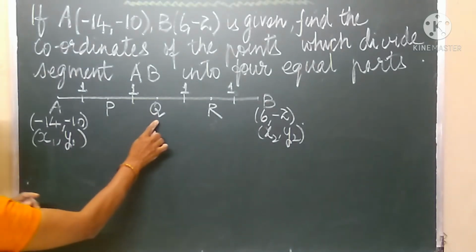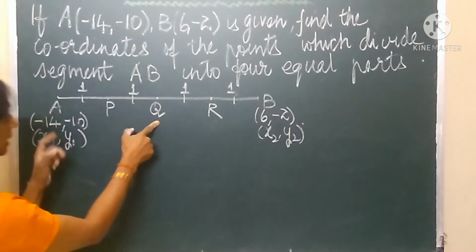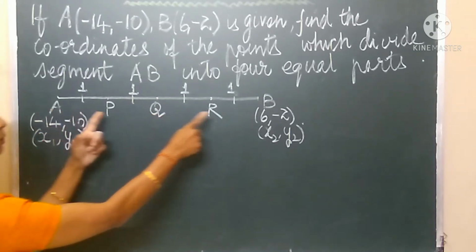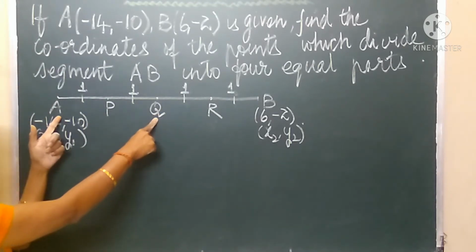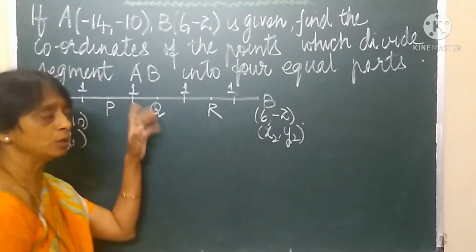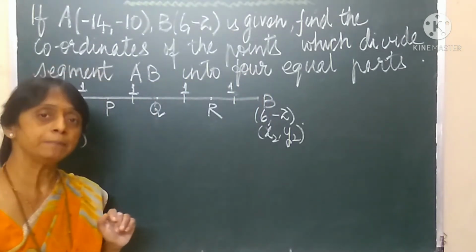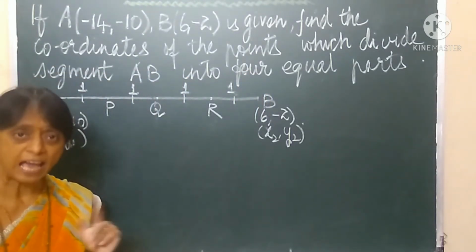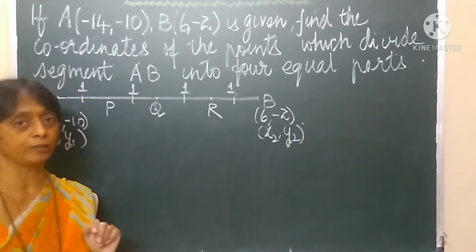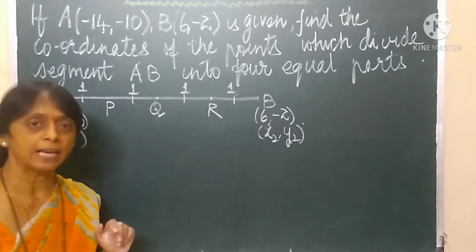Let's check. Is point Q the midpoint of segment AB? If I want to calculate Q first, the ratio of m is to n will be AQ is to QB. What is the ratio AQ? 1 plus 1, that is 2. And QB is 1 plus 1 again, that is 2. That means the ratio m is to n is 2 is to 2. And when m and n are equivalent, do we have to go in for that bigger section formula? Definitely not. We'll be using the midpoint formula, which saves a lot of steps to calculate the answer.